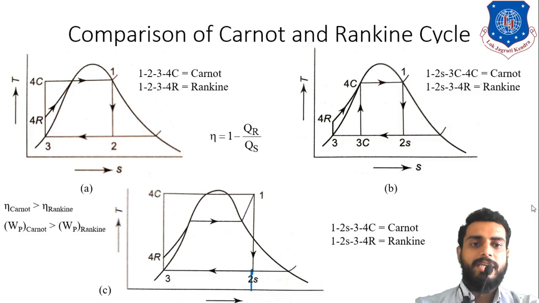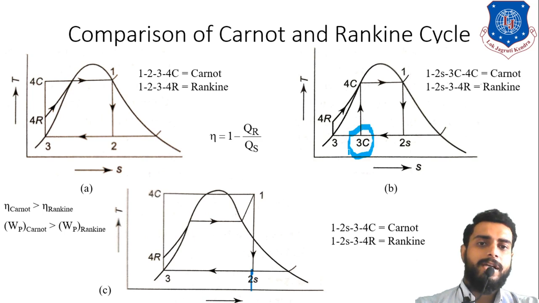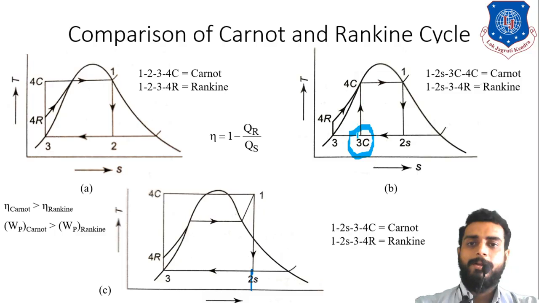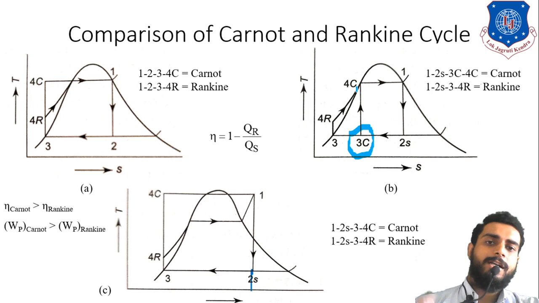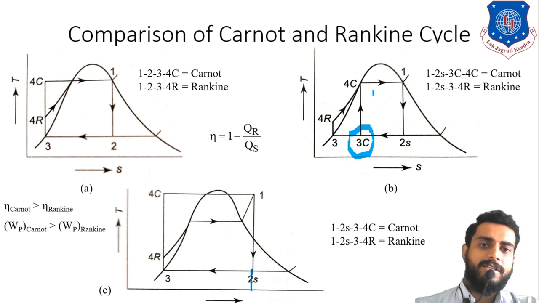So the next comparison is, observe the diagram B. If you observe diagram B, you can appreciate that in the Carnot cycle here we have 3C to 4C. Now which device will be used in between 3C to 4C? So obviously a pump will be used, right? If a pump is used, that means what? What is the physical interpretation of this process 3C to 4C in between this dome?